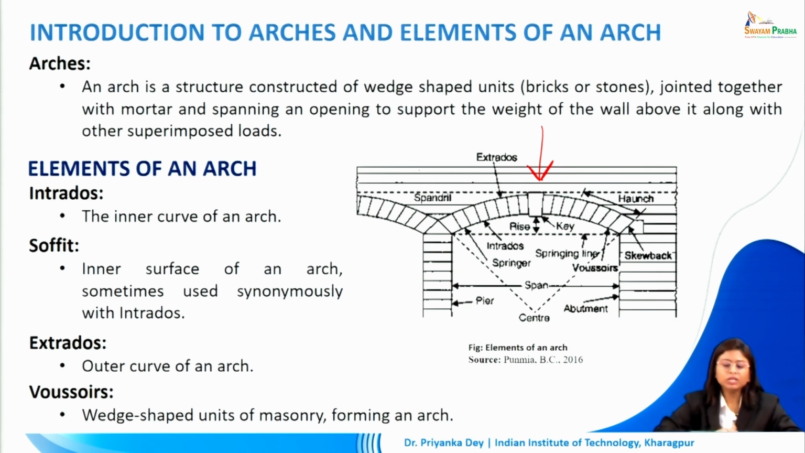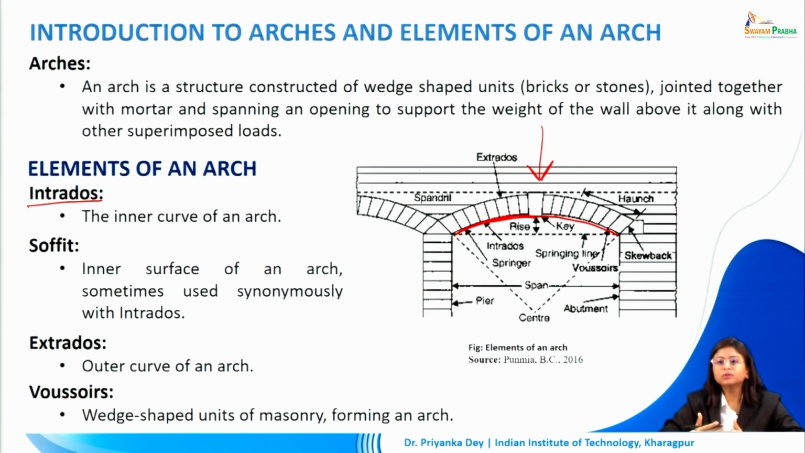So the first thing we need to know is the intrados. Intrados is the inner curve of an arch. So this face, this is going to be the intrados. This is also often called the soffit or the inner surface of an arch. So we can either call it the soffit or the intrados.